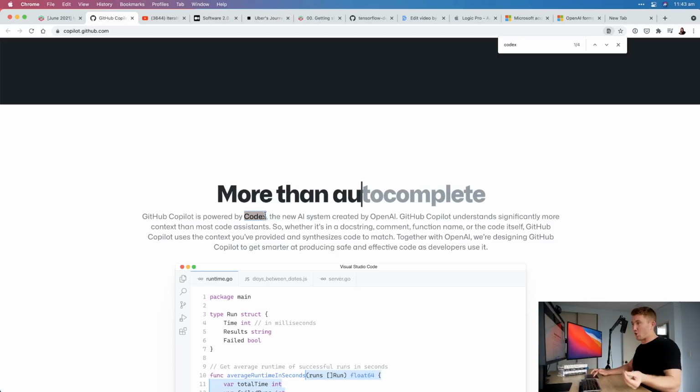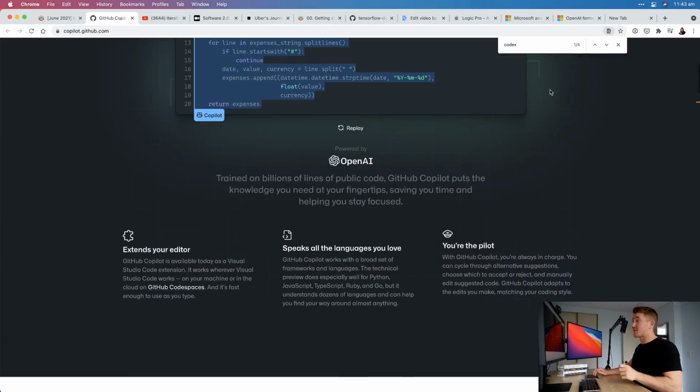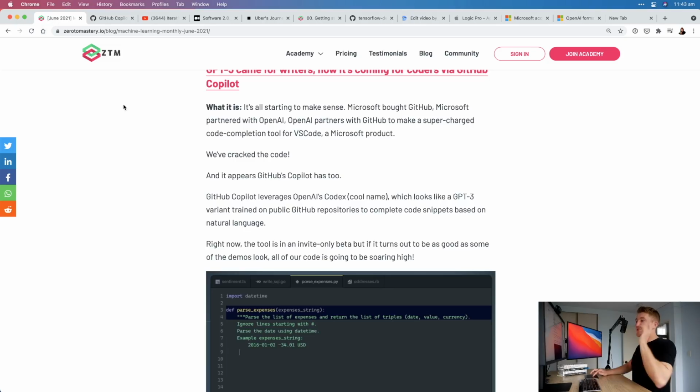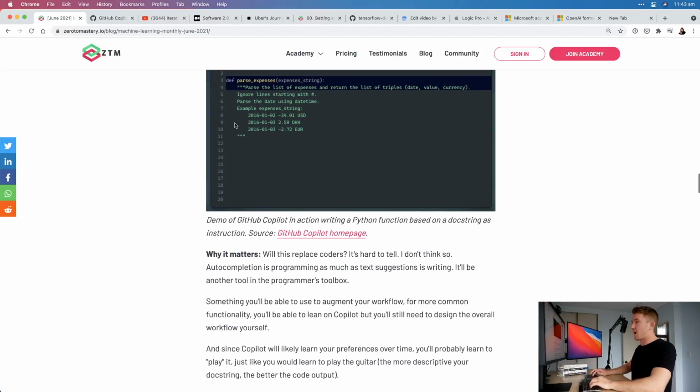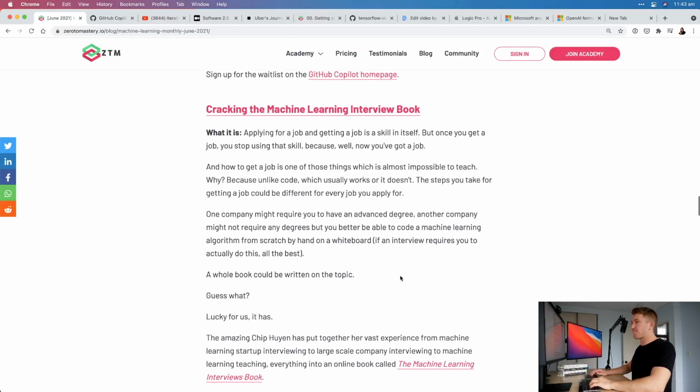So some sort of code language model. It's just an amazing synergy there. We see it all comes together now. Microsoft buys GitHub, Microsoft partners exclusively with OpenAI, and now GitHub is partnering with OpenAI to create Copilot. That's a pretty cool setup. But now let's jump back in, go check that out, sign up to the waitlist, and we'll try it out.